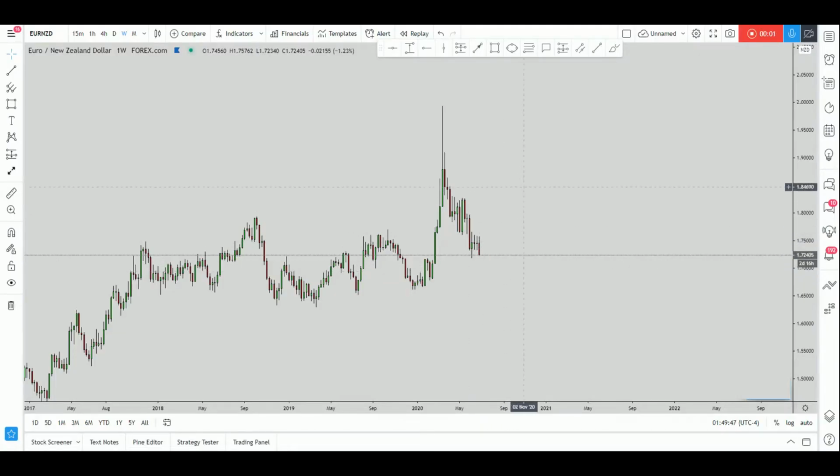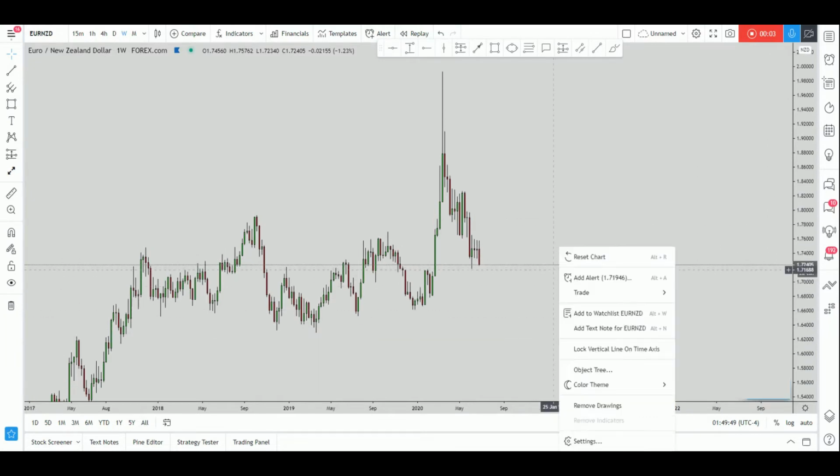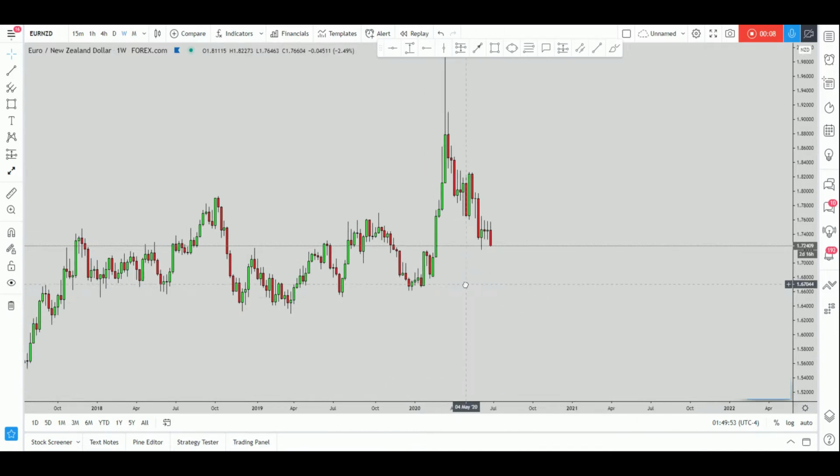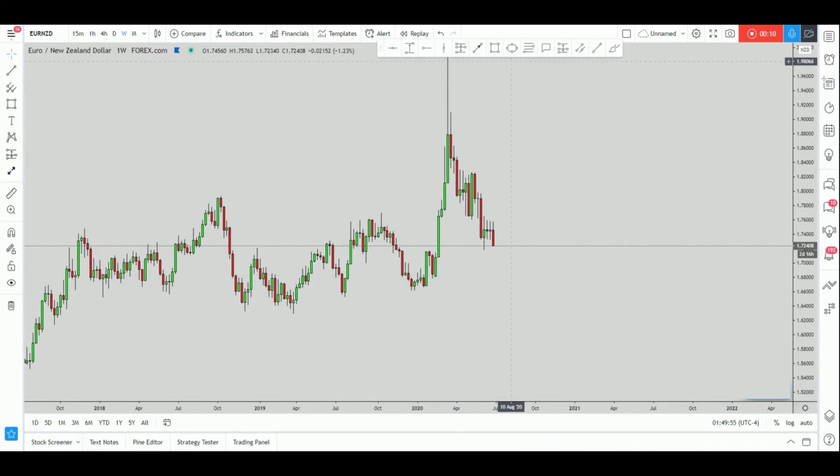Okay, so let's make a full breakdown of the situation that we currently have on Euro NZD. Now let's start from the weekly time frame.